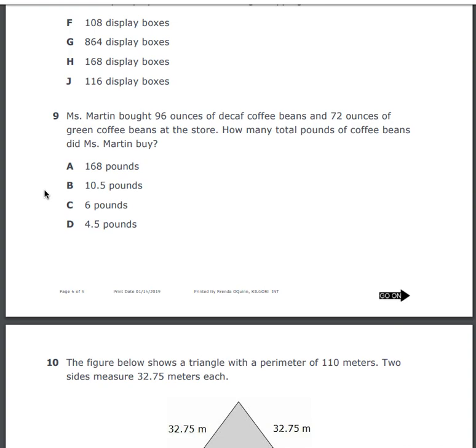Question 9. Miss Martin bought 96 ounces of decaf coffee beans and 72 ounces of green coffee beans at the store. How many total pounds of coffee beans did Miss Martin buy? A. 168 pounds. B. 10 5/10 pounds. C. 6 pounds. D. 4 5/10 pounds.